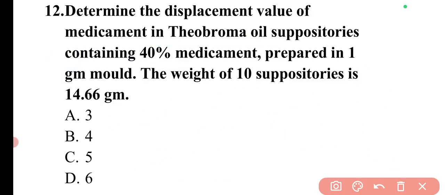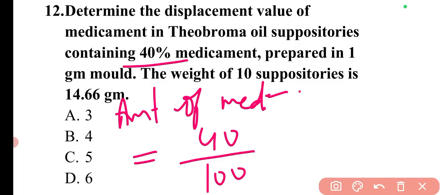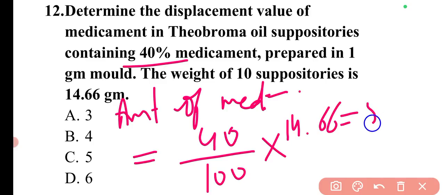Second, we can calculate the amount of medicament, like what is the amount of medicament present. In a similar way, 40% is medicament out of 100%, multiplied by the total quantity, which is 14.66, that will equal 5.86 grams.